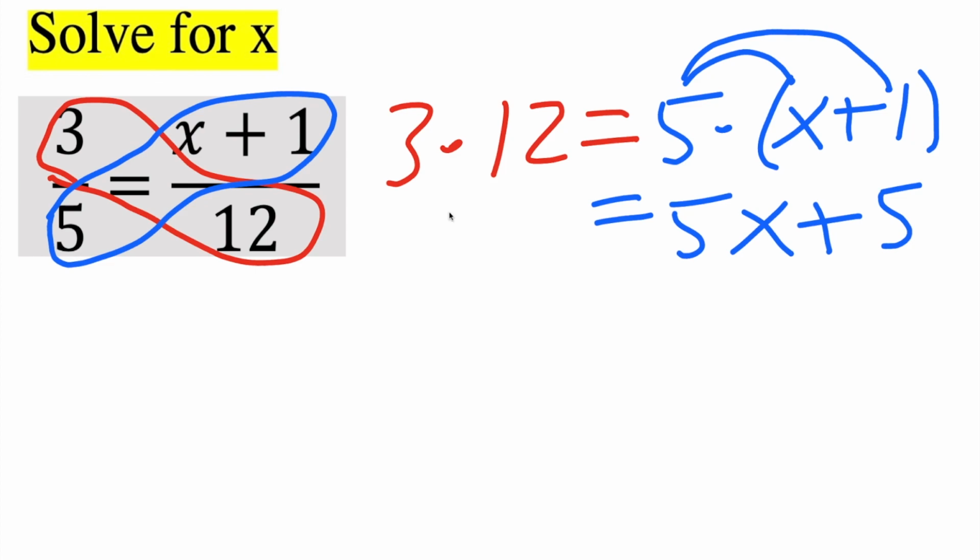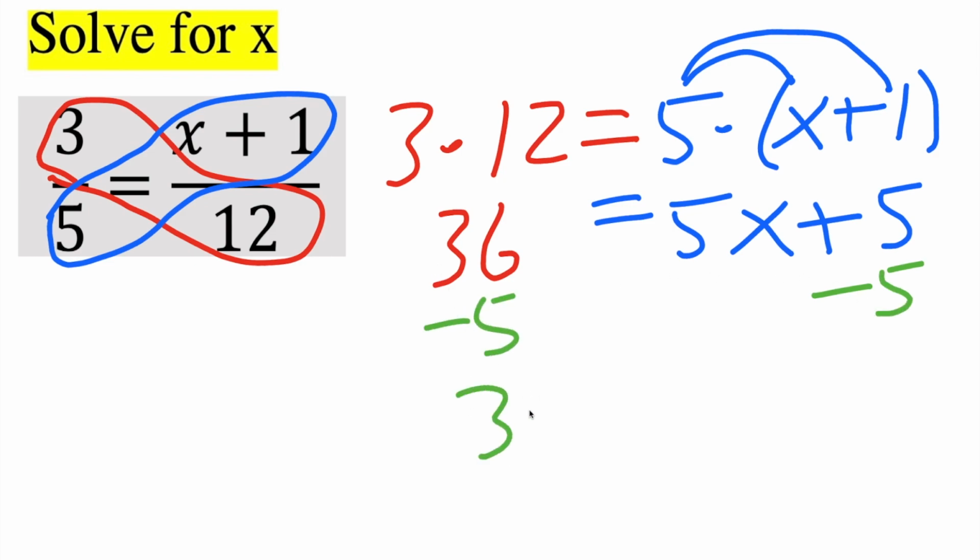3 times 12 is 36. Now, before we get rid of this 5 in front of the x, we have this regular 5. This is saying plus 5. And the opposite of addition is subtraction. So we're going to subtract 5 on both sides. And we get 36 minus 5 is 31 is equal to 5x.